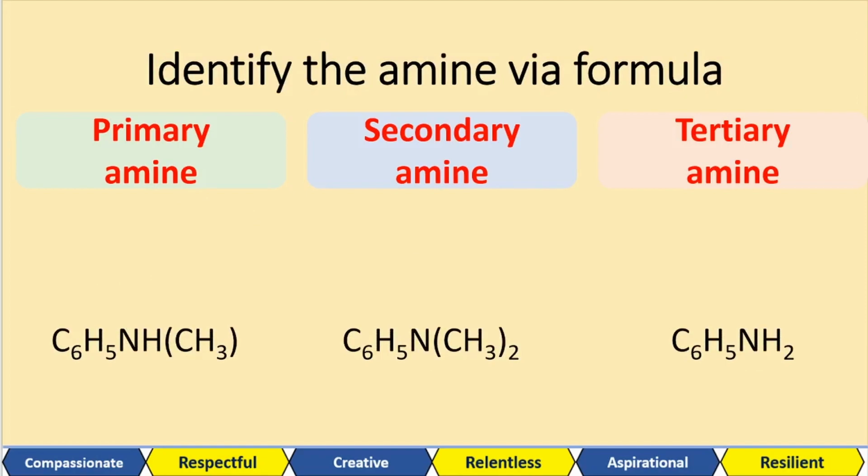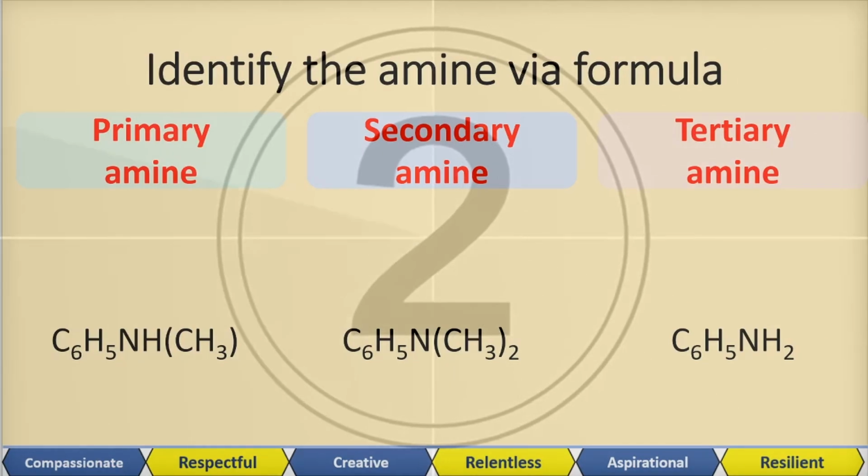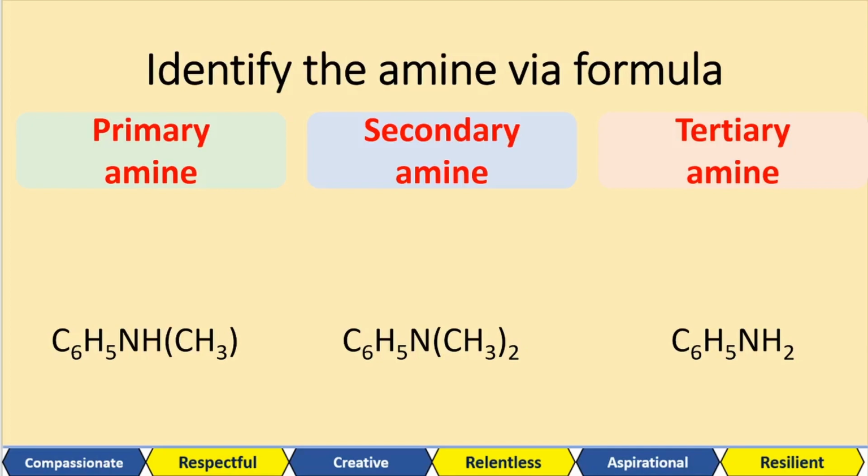Alright, let's see how we actually identify the different types of amines just from the formula. Remember that primary amines have one of the hydrogens missing, secondary amines have two hydrogens missing, and tertiary amines have all three hydrogens missing. Try and match these up. The primary amine is going to be the one that's NH2, and so that's the one on the right hand side. So one of those hydrogens from the ammonia molecule was missing.